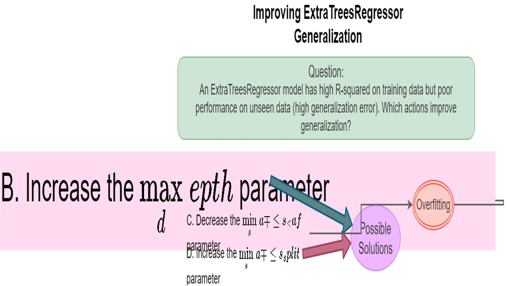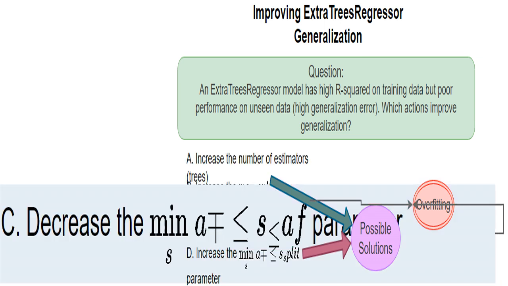Increasing the maximum depth makes each tree more complex. This risks overfitting, because very deep trees might capture random noise present in the training data and struggle to generalize to new examples. This allows leaf nodes to be created with fewer samples. This can lead to more complex trees and worsen overfitting. As the model becomes highly specialized to the training data, it won't transfer well to unseen data.